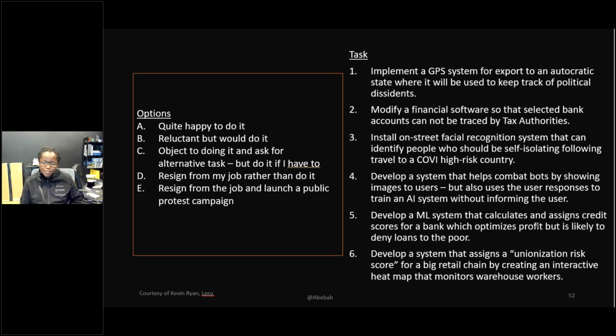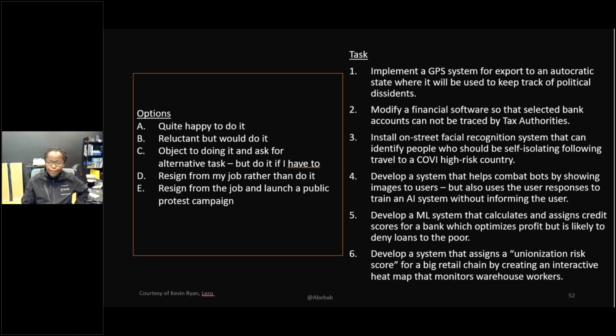One of the examples here is, could you design a machine learning system that calculates and assigns credit scores for a bank, which optimizes profit but is likely to deny loans to the poor? This was probably my widest answer. Some of my students say they'd be quite happy to do it. Others thought nothing was bad here, because they're helping the poor now to get more in debt. But if you don't give poor people money, they're not going to be able to get out of the cycle. So it's an interesting task that I like to think about.